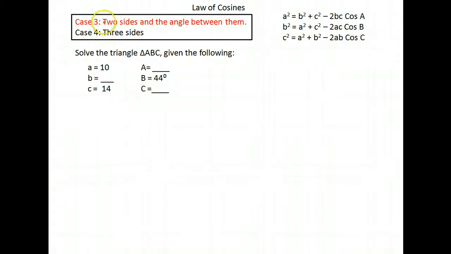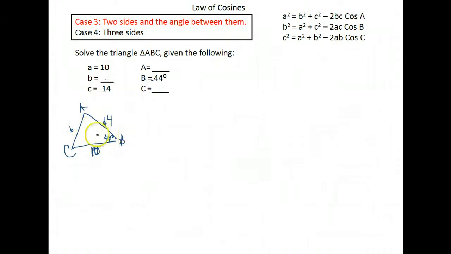Okay, so again, we have the case where we have two sides and the angle between them. So we're missing the side across from them. We draw our triangle, angles A, B, and C. Side C is across from C, side A is across from A, and side B is across from B. We know that A is 10. We know that B, well, we don't know B, and C we know is 14. And we know angle B is 44 degrees. So again, we're set up here for the law of cosines.